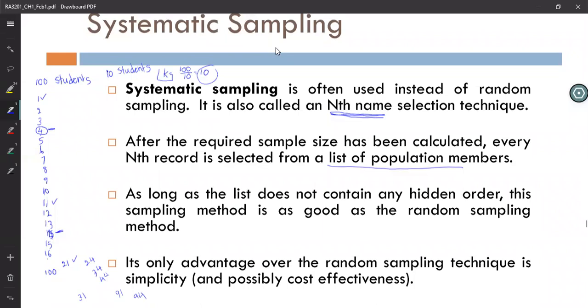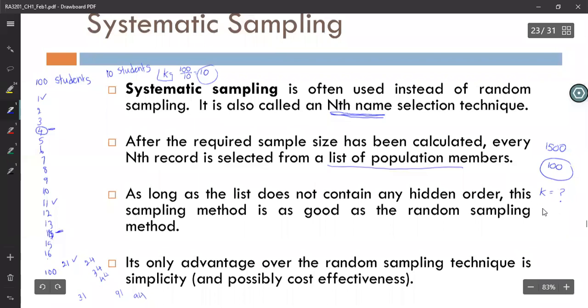So keeping that as a guess, suppose 1,500 is your guess. You can't just guess it. You have to observe it for a week or so, and then decide that on average per day this is the number of customers arriving in this shop. And suppose you want to pick a sample of 100 out of this 1,500. What is your K? What is the gap? That should be your K. How do you find it?